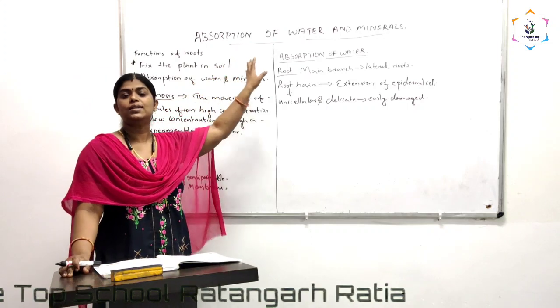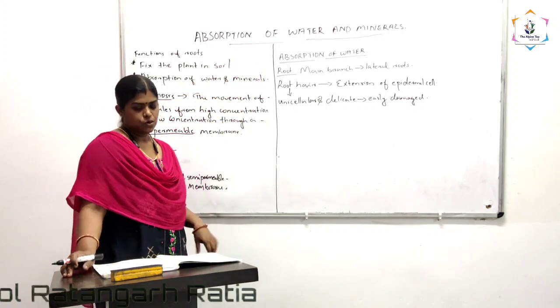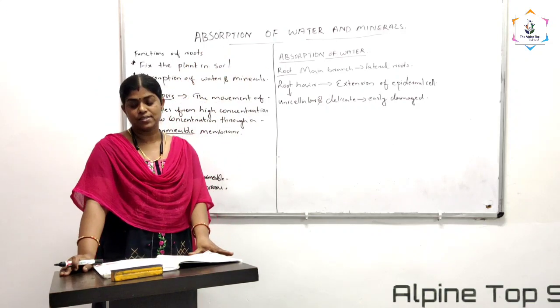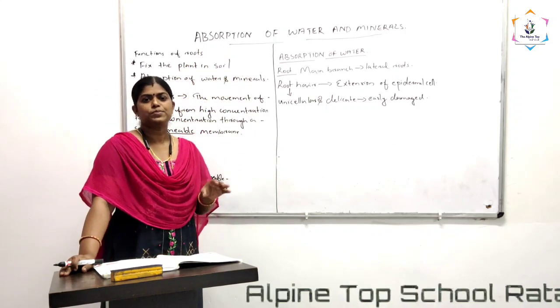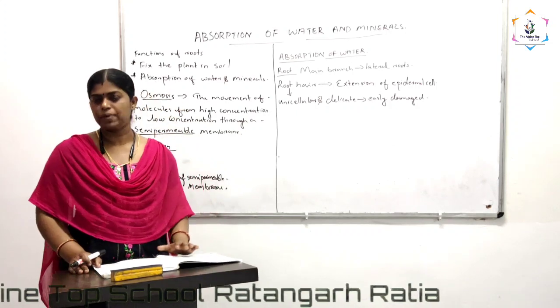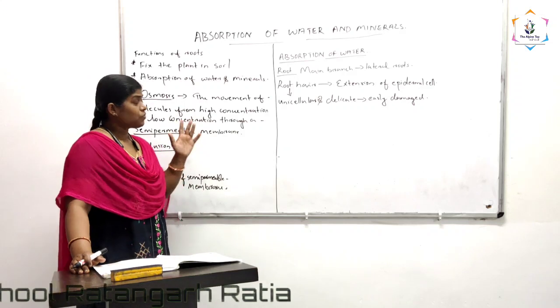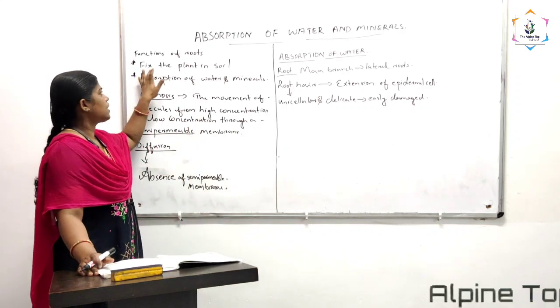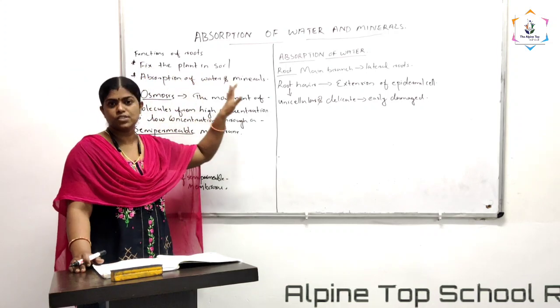water and minerals in plants. Okay. So, absorption of water and minerals in plants. And all of you know that the absorption of water and minerals is done by roots in a plant. Okay. So, what is the function of roots in plants? Our first function is that they fix the plant in the soil.